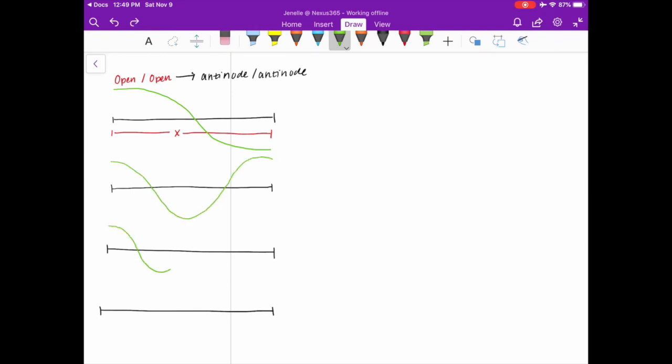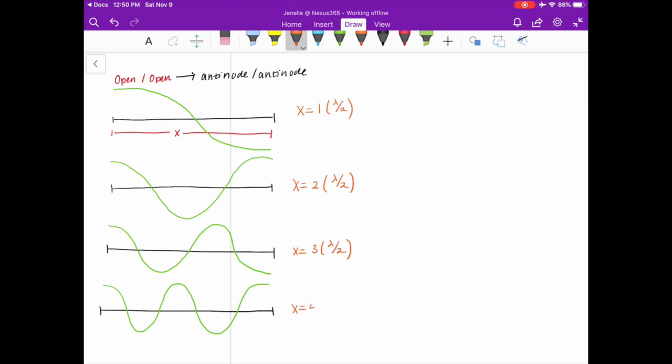Keep in mind that the end of each open-open tube must be an antinode. Let's calculate the wavelengths for each of these harmonics again. As shown in the diagram, for our first harmonic, the length of the tube x makes up 1/2 of a wavelength. For our second harmonic, the length of the tube x makes up 2 half wavelengths. For our third harmonic, x makes up 3 half wavelengths, and for our fourth harmonic, x makes up 4 half wavelengths. Notice again how with the open-open tube, like the closed tube, for each successive harmonic, an additional half of a wavelength was added.